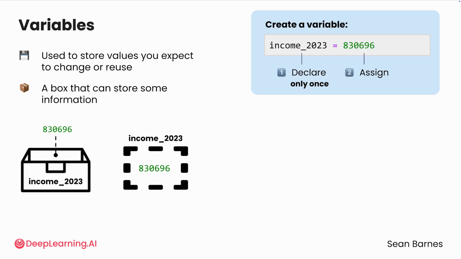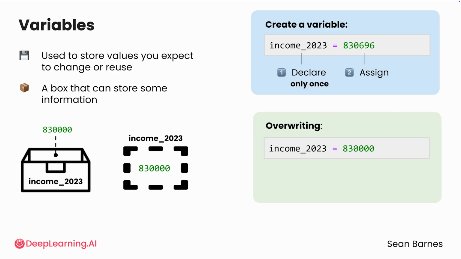If this value needs to be updated with 830,000 even, the previous value gets completely thrown out and replaced. You no longer have the previous value saved anywhere. This process is called overwriting, and you should only do it if you are confident that you don't need the previous value. Otherwise, you should create a new variable.